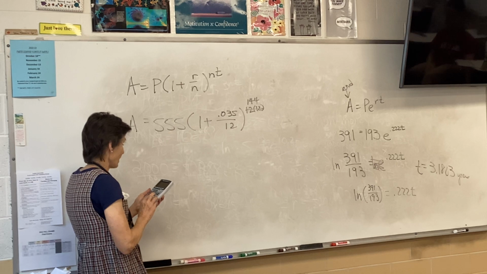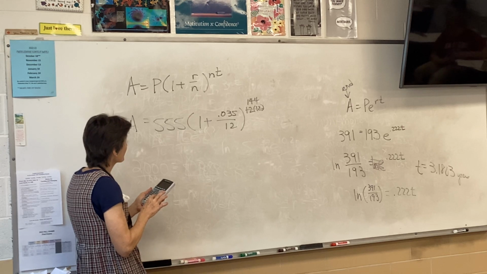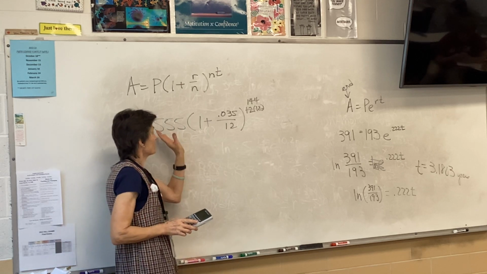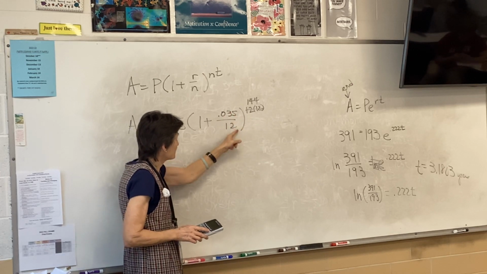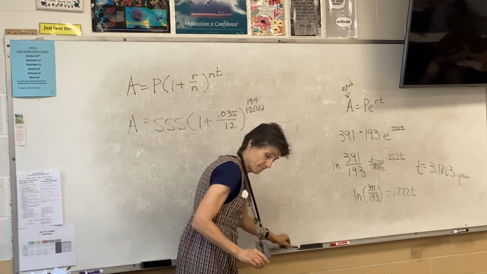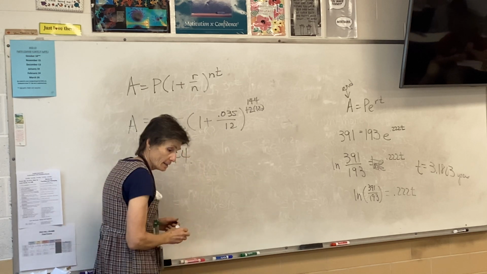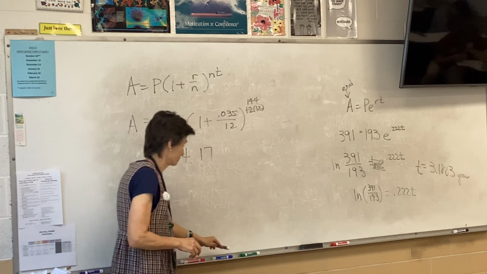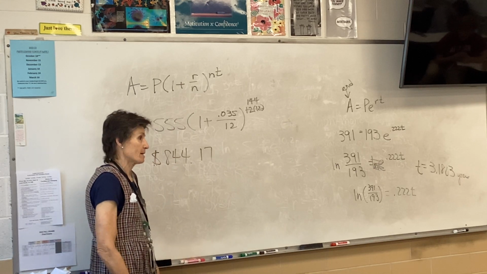So 555 parentheses, 1 plus 0.035 divided by 12, close parentheses, raised to 144. So in other words, just type in exactly what I wrote. Put a parentheses and a parentheses and a raised to that power. And you should have gotten $844.17. Much easier to type in when the variable is not the exponent.